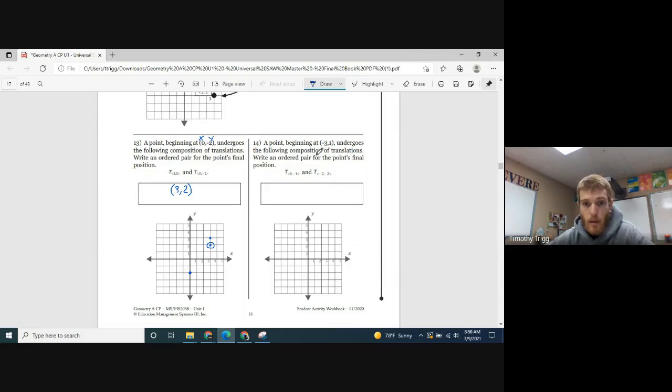For this one, let's go ahead and work on it. So the point we're beginning at is negative 3, 1. So negative 3 on the x and then 1 on the y. Okay. See if you can finish the rest of this. So you're going to translate 8 to the right, 4 down. Then after that, 2 to the left, 2 down, and then write the final coordinate point. So see if you can do that on your own.